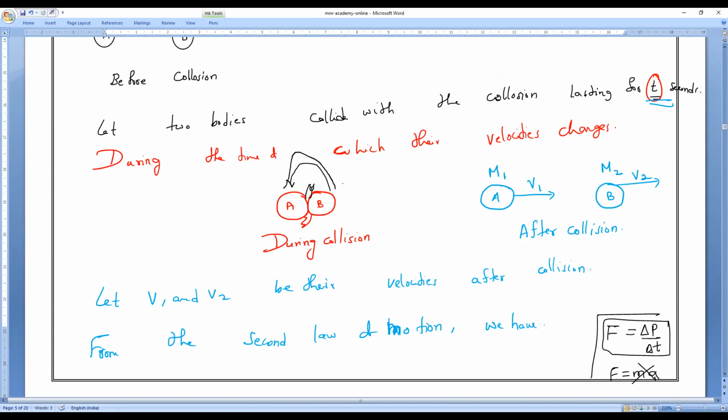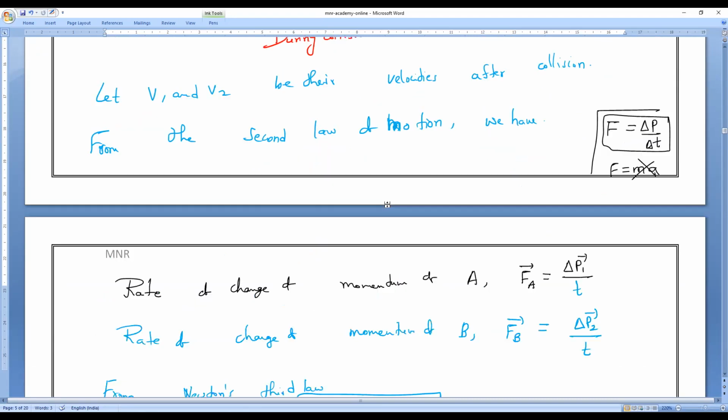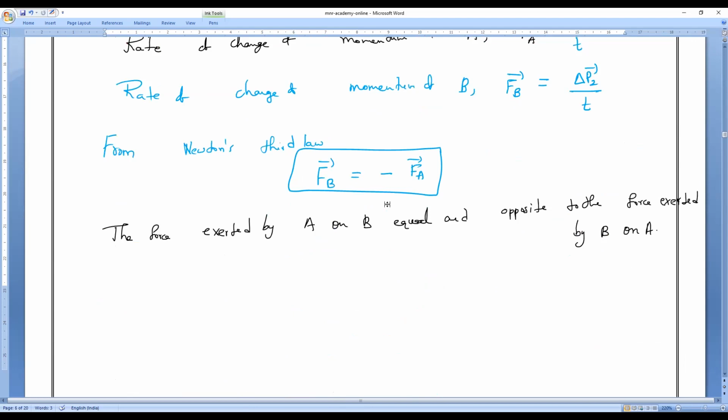Am I right? Yes, sir. According to Newton's third law, the force exerted by A on B is equal and opposite to the force exerted by B on A. Am I right? Will you all agree? Yes, sir. Alpin, Agalya, understand or not? Sanjay, Gokul Raj? Yes or no? Please respond. Yes, sir.